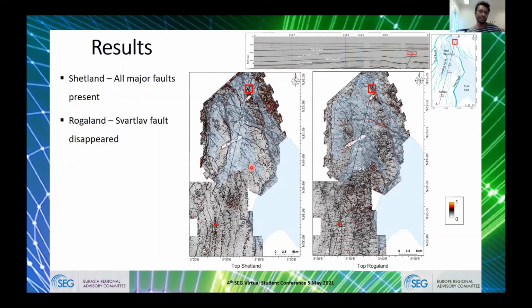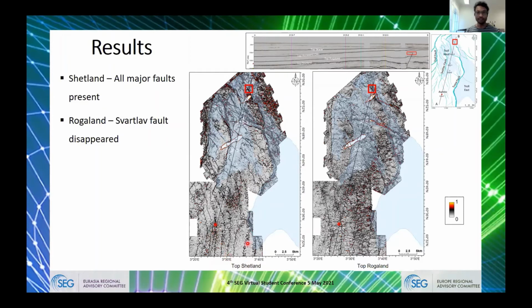So this indicates we have faults or fractures in that zone. Here you can see the first two surfaces, top Shetland and top Rogaland. Also, for your reference, the Troll East and West polygon is also here, and this location is the gas chimney we found, and our injector is located here, 3157.